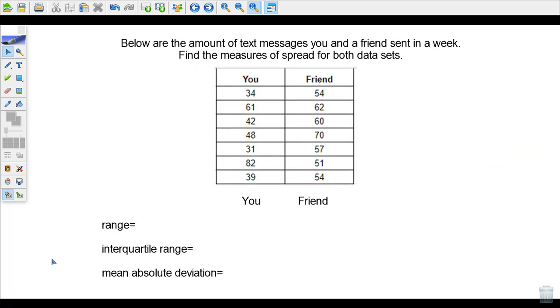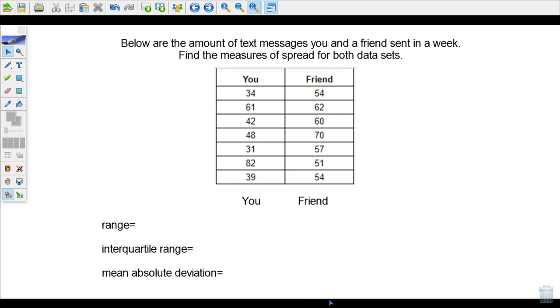So this table shows the amount of text messages that you and a friend sent in a week. So this is each day for a week, the amount of text messages that you sent. So I want you to pause the video. I want you to find the measures of spread for each of these data sets. So I want you to calculate the range, the interquartile range, and the mean absolute deviation for you, and then do the same thing for your friend. So pause, take a minute, and do those calculations.